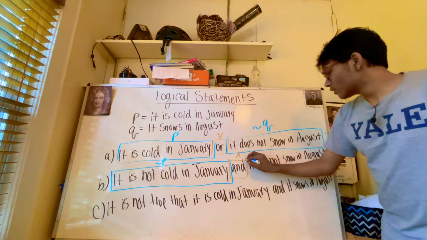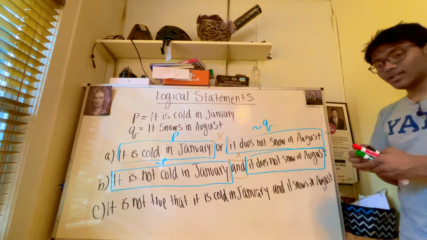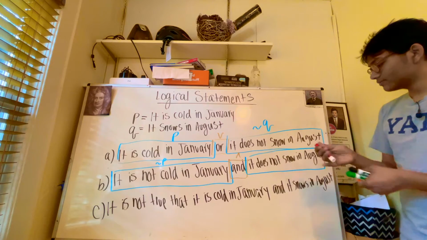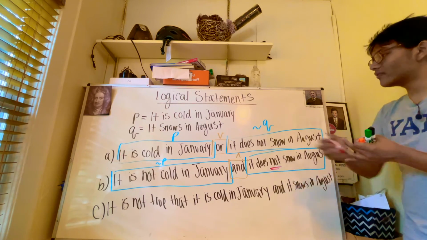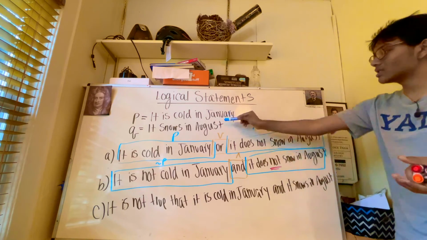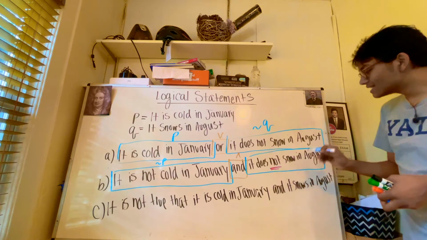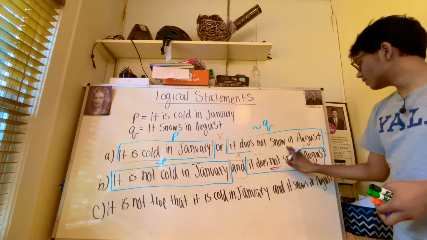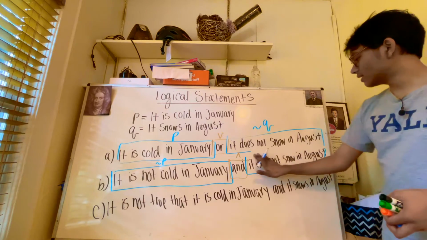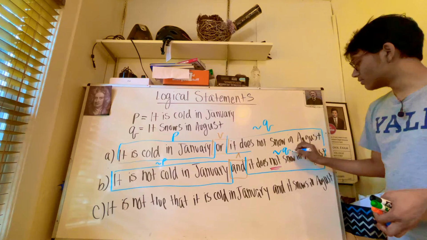So this right here, not. The key word is not. When you see the word not, well, it does not snow in August. This is just the negation of statement Q, which is it snows in August. So if we flip that statement, if we negate it, it does not snow in August. So how do we represent that symbolically? Well, let me just erase these lines here. It's going to be the negation of statement Q.